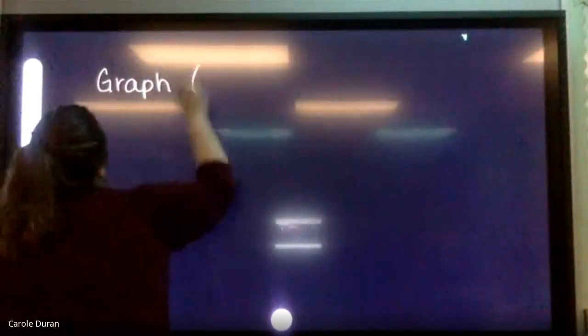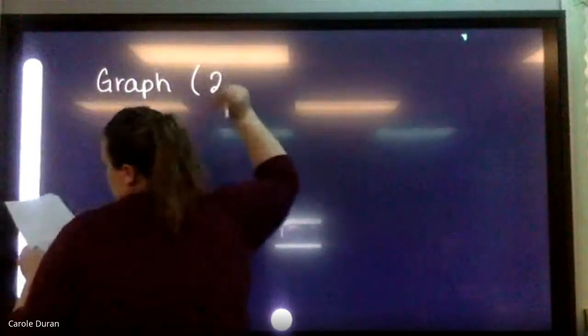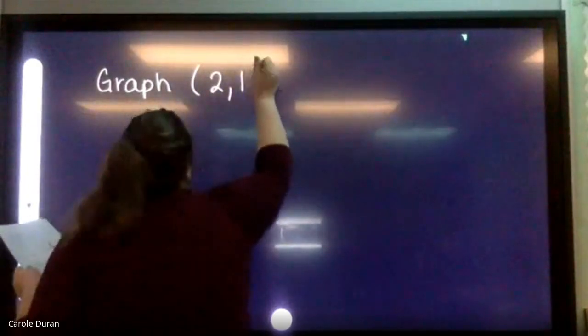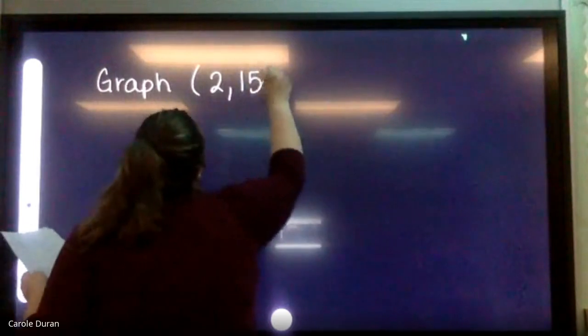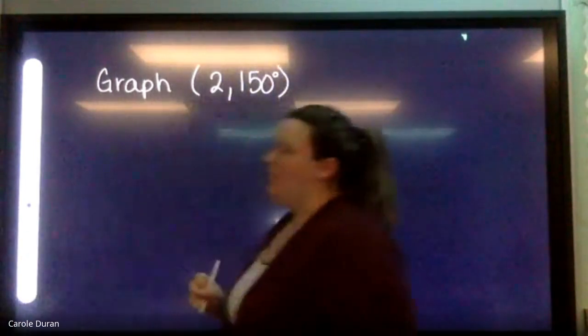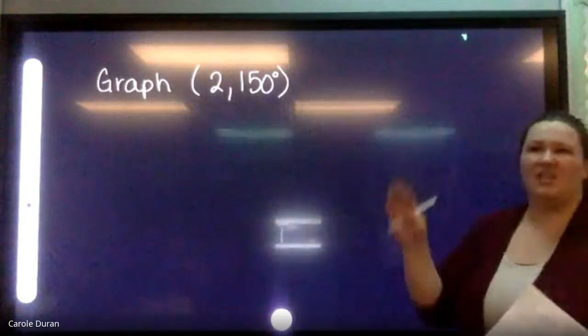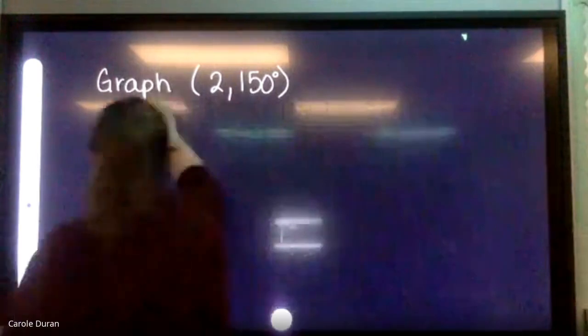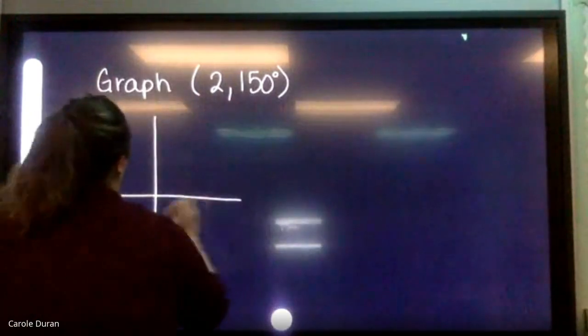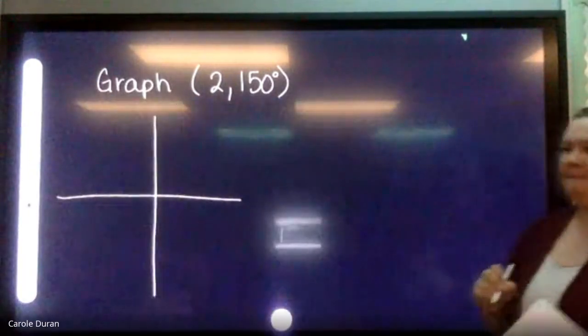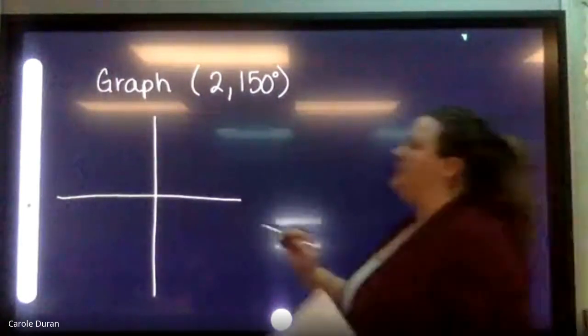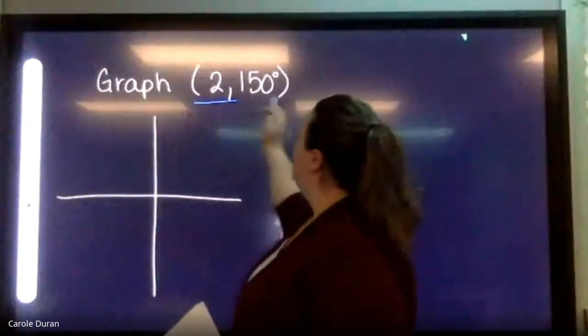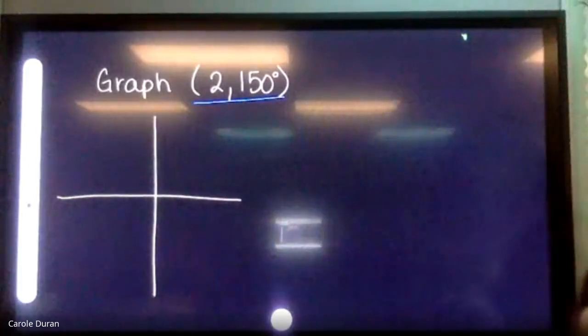So the first one that I would like to do is graph the point 2, say, 150 degrees. I'm going to draw one coordinate system and then we're going to graph multiple points on it. Okay, so this is just the first one. I'm going to do this one in blue, and then we'll do different colors for the other points.